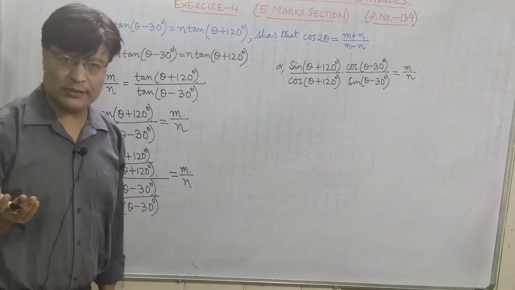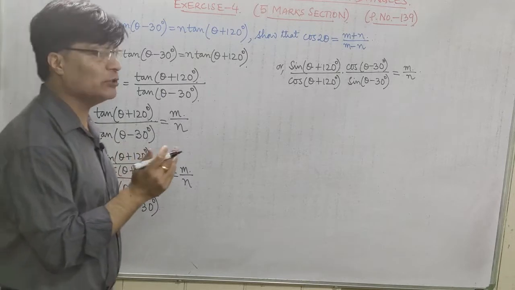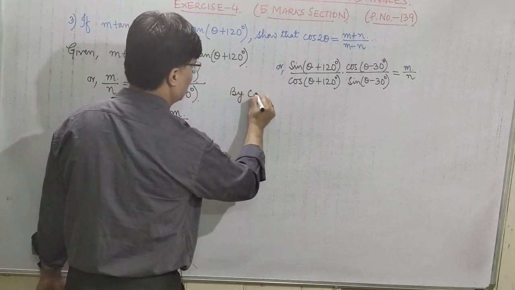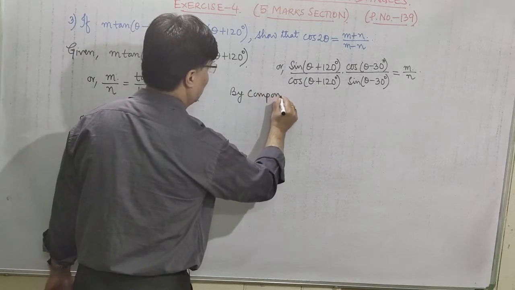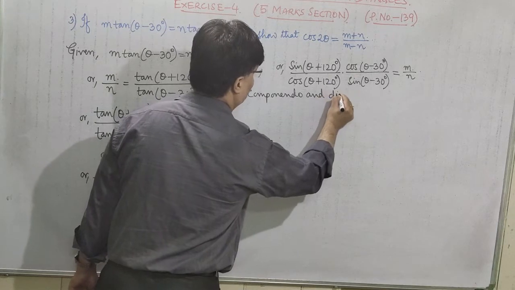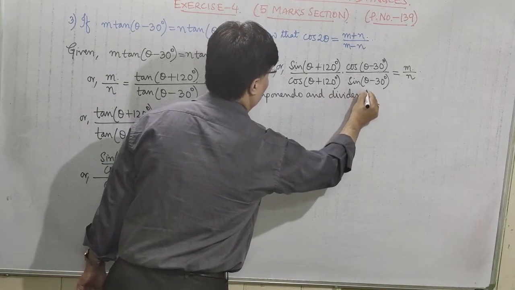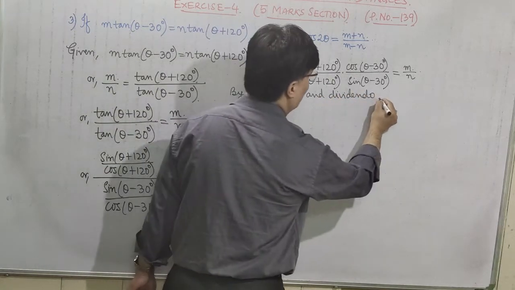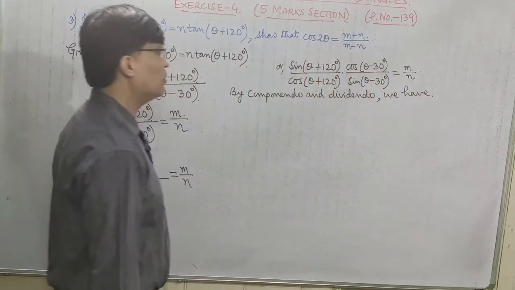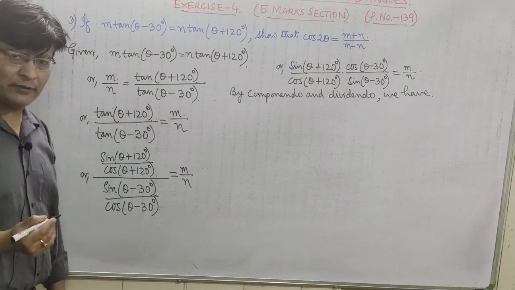So I think you have understood it. Okay, now we have to use componendo and dividendo. So you know componendo and dividendo, isn't it? So by componendo and dividendo, comma, we have.